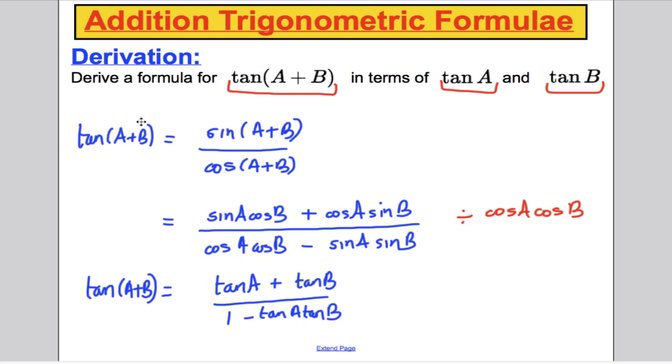So all I did was write it as sine over cos, expand using the addition formulae, and then divide every term by cos A cos B. I get myself an addition formula. Now I would want to know what tan A minus B is as well, and I'll leave that up to you to check what that is, but I'll show you on the next slide what that turns out to be.